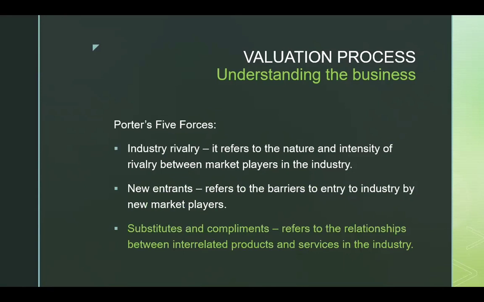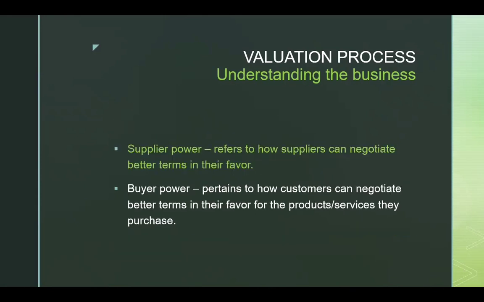Next is substitutes and complements. This refers to the relationships between interrelated products and services in the industry. Availability of substitute products or complementary products affects industry profitability. These consider prices of substitute products or services, complement products or services, and government limitations.